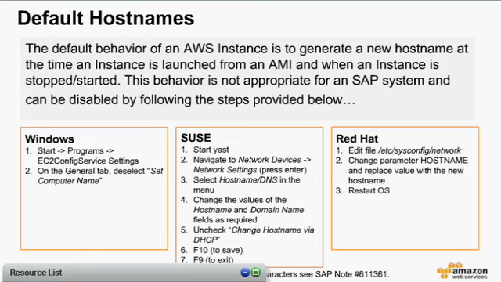One thing that you'll want to consider is default host names in AWS instances. The default is to generate a new host name at the time an instance is launched or restarted. So this needs to be disabled, and I've provided the steps here. Obviously, typically in SAP environments, you'll name it something distinct and unique, and you'll want that to remain static. And so you'll want to disable this default behavior.